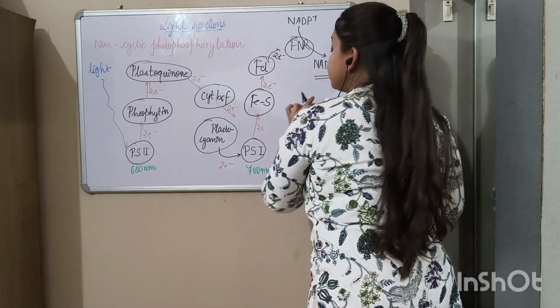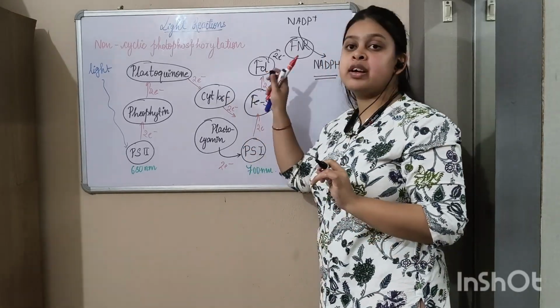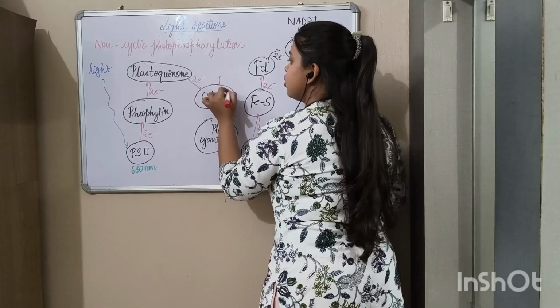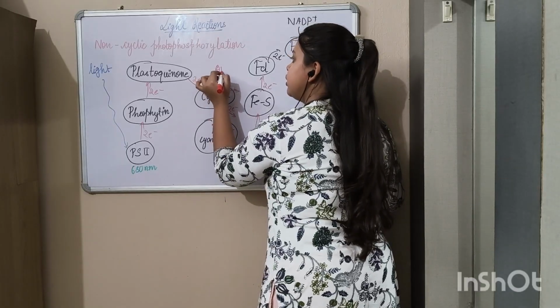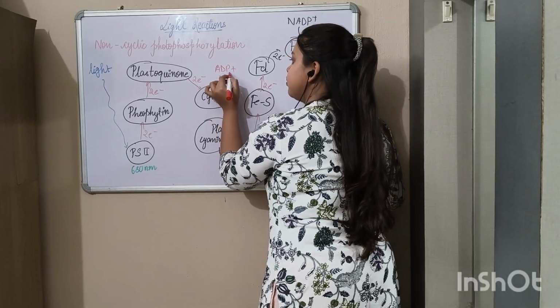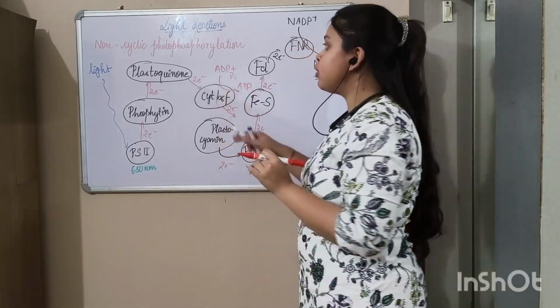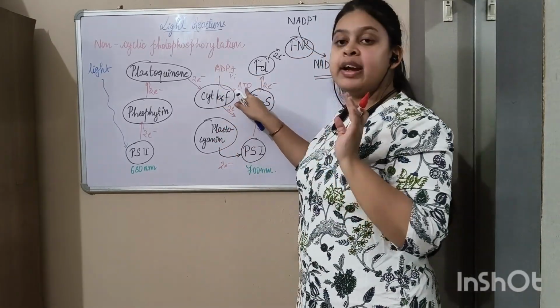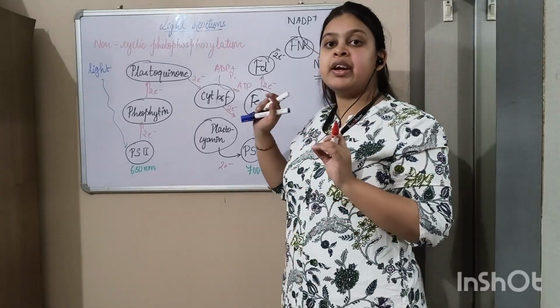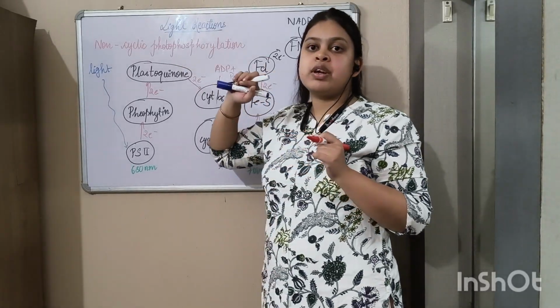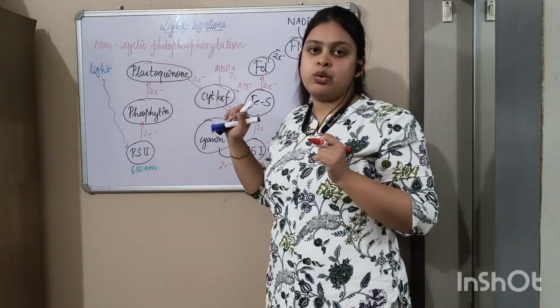So a reducing power is generated in the non-cyclic photophosphorylation, and here an ATP molecule was also generated. So ADP plus Pi will generate an ATP molecule. So in non-cyclic photophosphorylation, an ATP molecule and the NADPH molecule both are formed. This non-cyclic photophosphorylation takes place in the thylakoid.